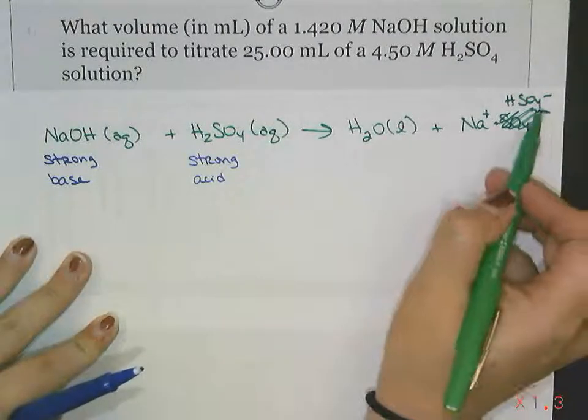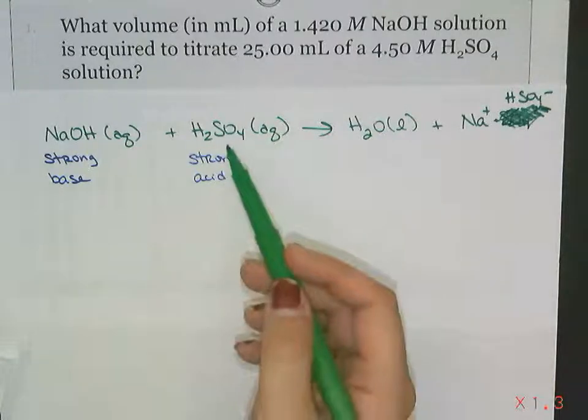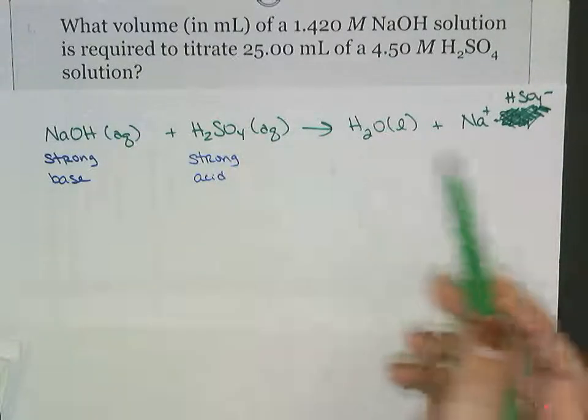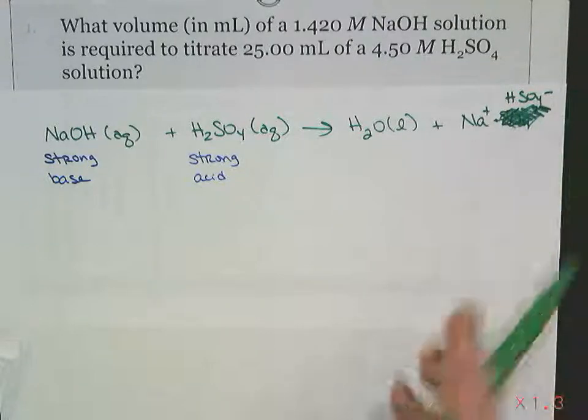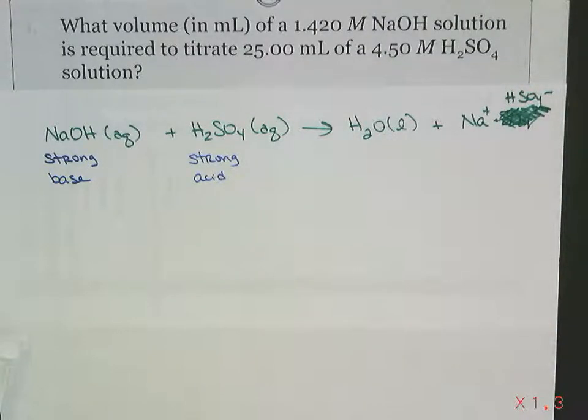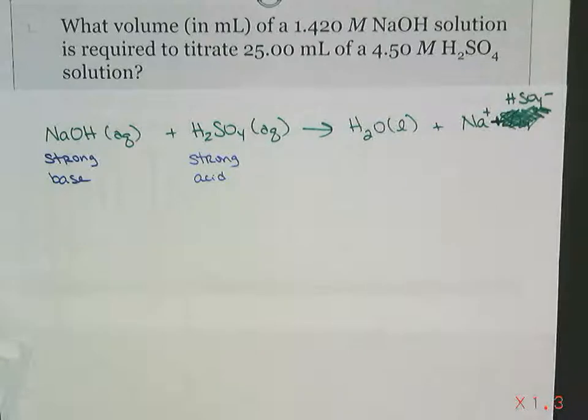So that is a common mistake, that you give away too many protons because you know you need to make water and you recognize sulfate as the other ion. But it should be sodium plus and the HSO4 -1. Now we're balanced. So I have a sodium ion and an HSO4- ion.